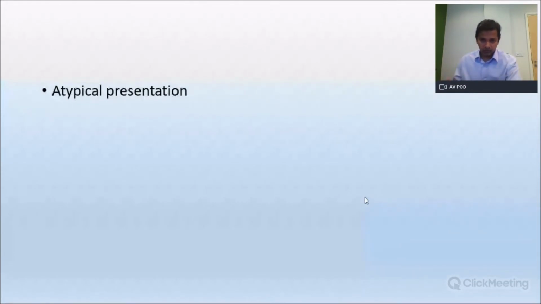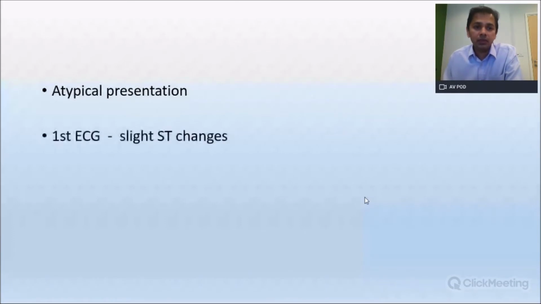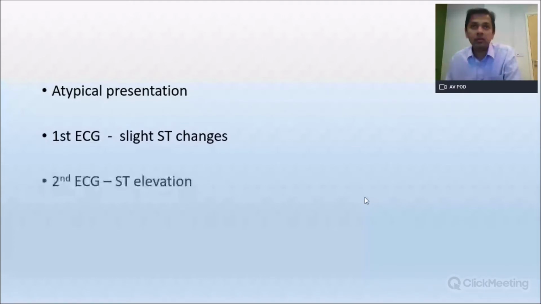So the learning point here is, even if you have a typical or atypical presentation and you think it's gastric, just do an ECG to make sure you're not missing anything. In this particular patient, the first ECG had some slight, suspicious ST changes, but the second ECG was obvious. So the other learning point is that if you have chest pain, you should do an ECG, and ideally repeat the ECG in 10 to 15 minutes.